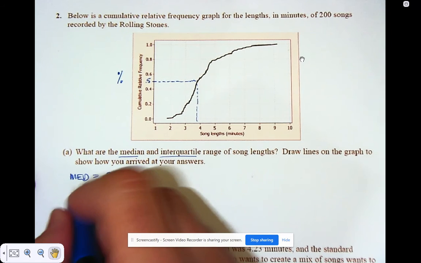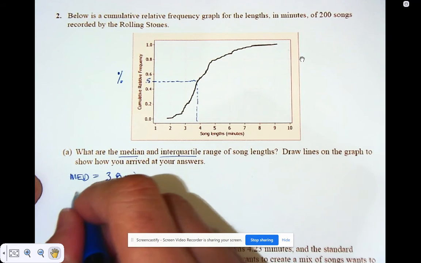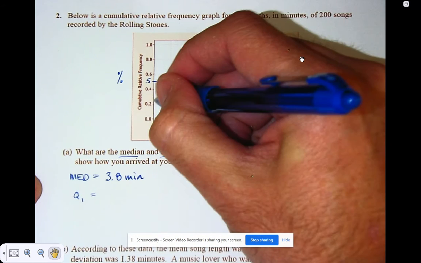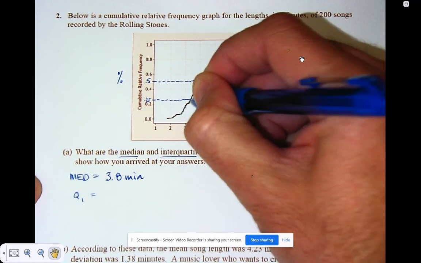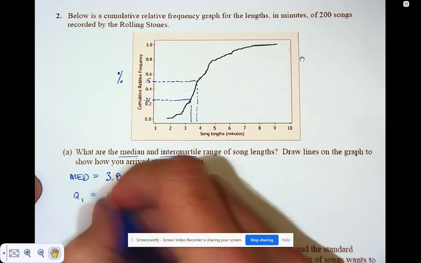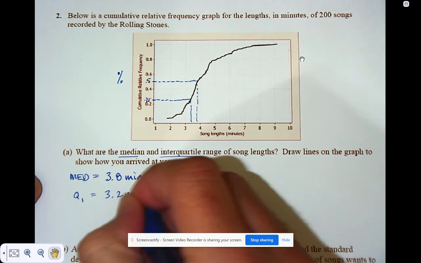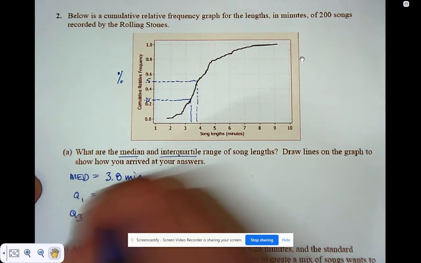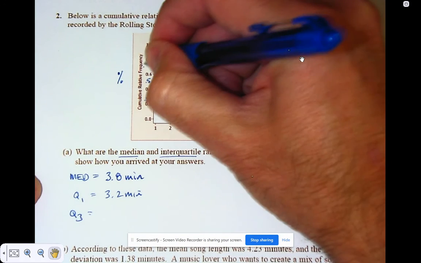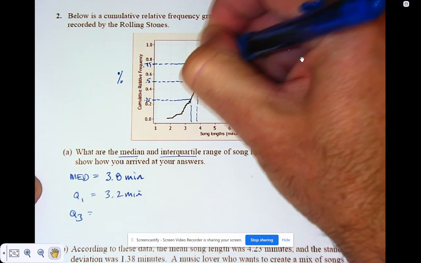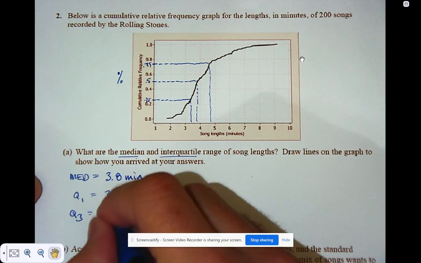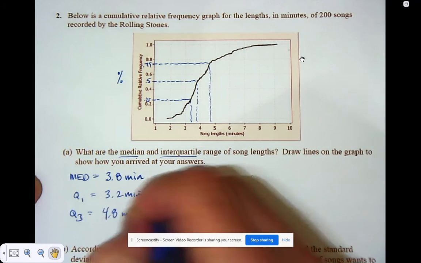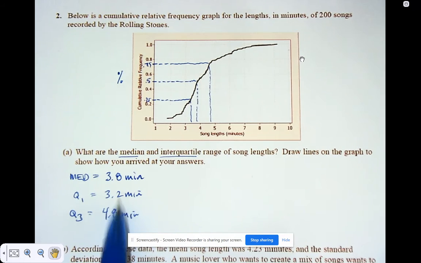Okay. In order to find IQR, I need to know quartile 1. Well, quartile 1 is 0.25. So again, if I come over and down here, that looks like about 3.2 minutes. And I need quartile 3, which would be up here at 0.75. So if I come over and down here, I'm at like 4.8. Again, all estimates, so I'll be lenient on what you say.